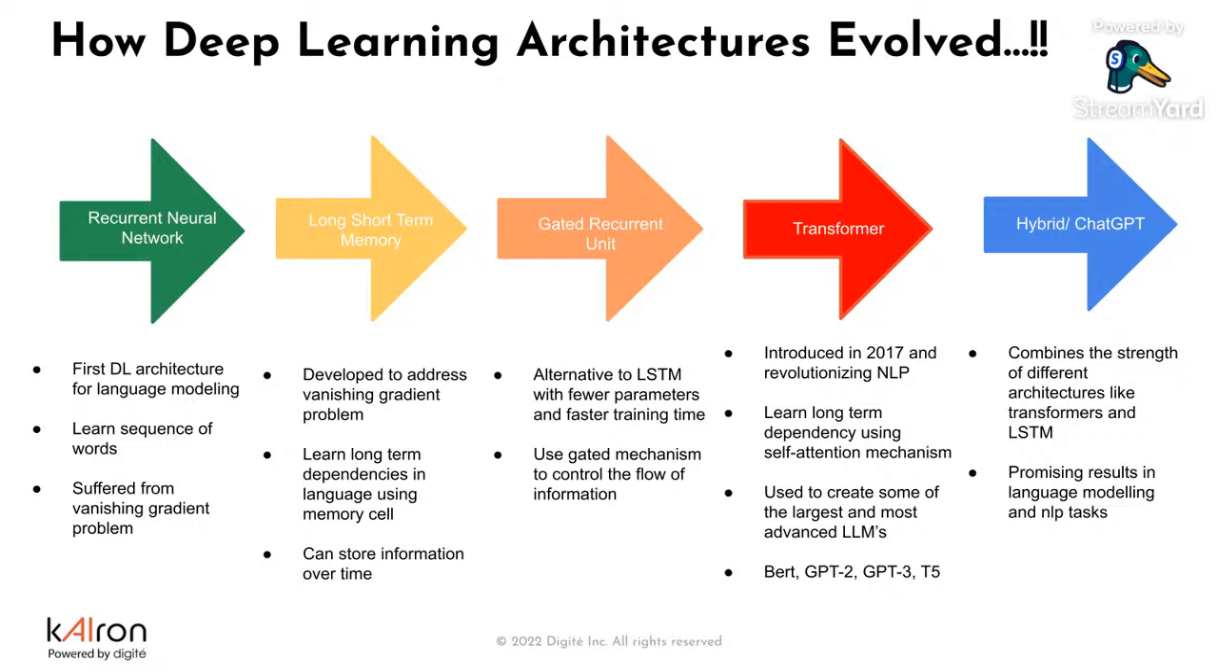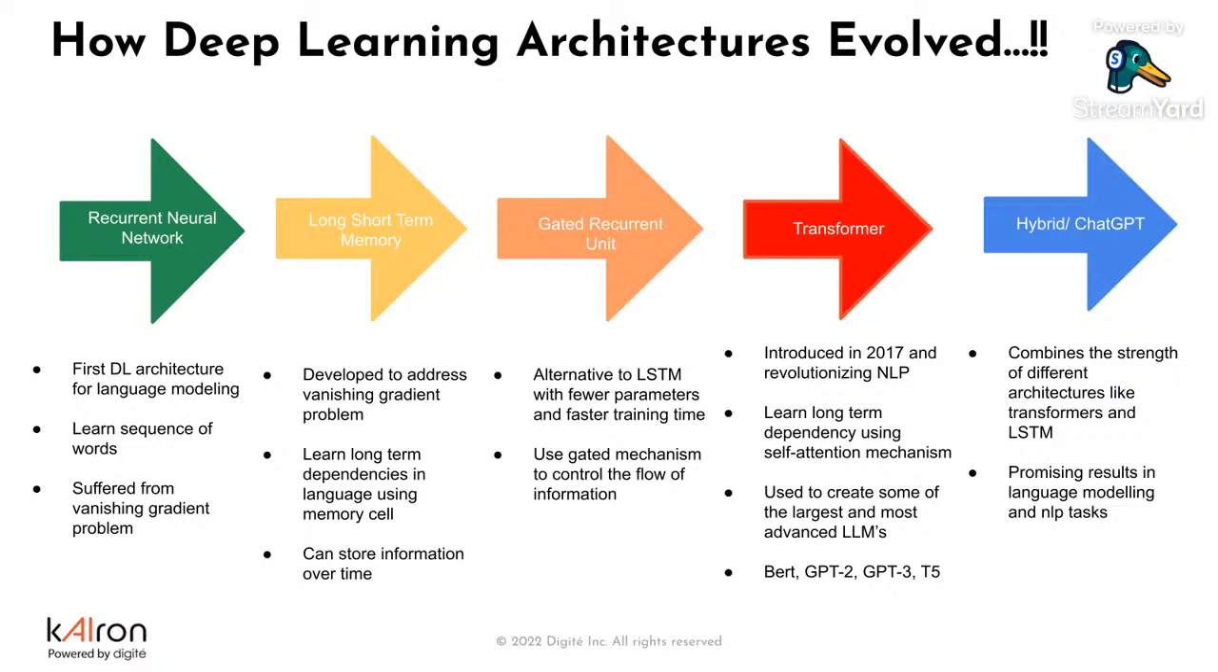So they learn the dependencies between the words in long sentences by storing the language or dependency within the memory cell. Basically they try to store the information so that they can extract the context within a particular long sentence. Now there are some limitations with LSTMs.